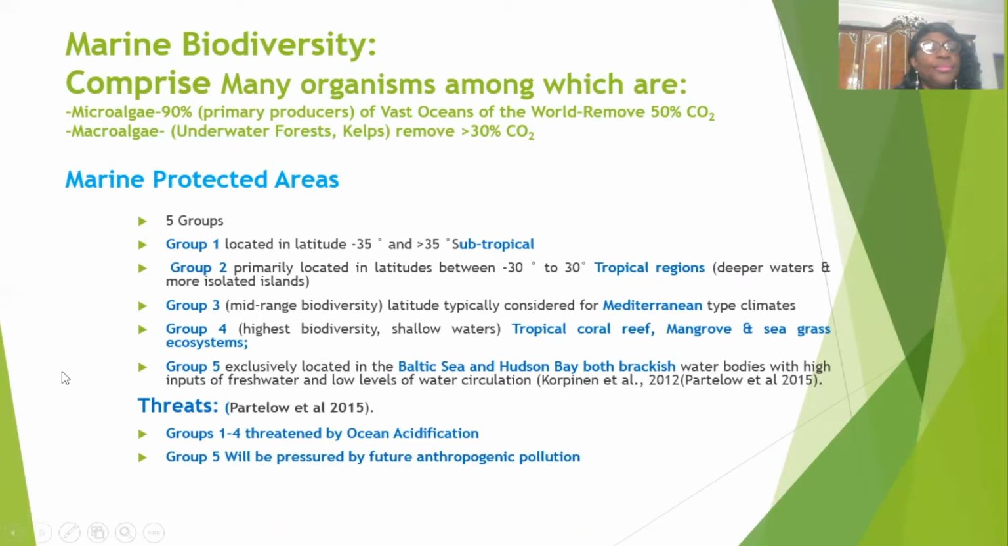Marine areas have protected areas throughout the world, and they are in five groups. Group one is located in subtropical areas. Group two is the tropical region. Group three is in the Mediterranean. Group four is tropical coral reefs, mangroves, and seagrass ecosystems specifically. Group five is exclusively located in the Baltic Sea and Hudson Bay area, both of which are brackish.